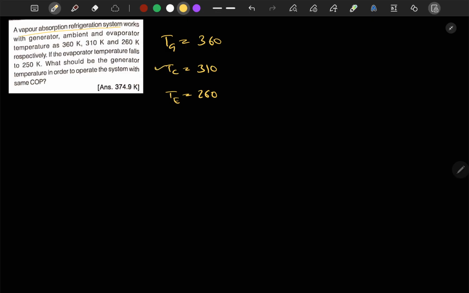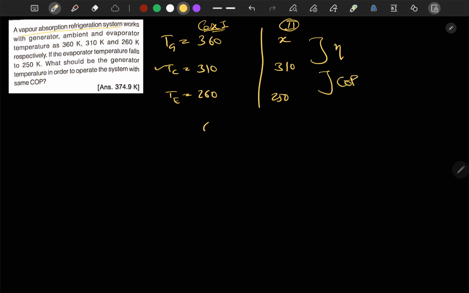Now let's talk about the second case. This is our case 1, this is our case 2. In case 2 it is mentioned that the evaporator temperature falls to 250, so this is 250. What should be the generator temperature? Let's say this is X, and this remains the same, so the surroundings will remain the same. So we equate the COP of both: COP1 is equal to COP2.